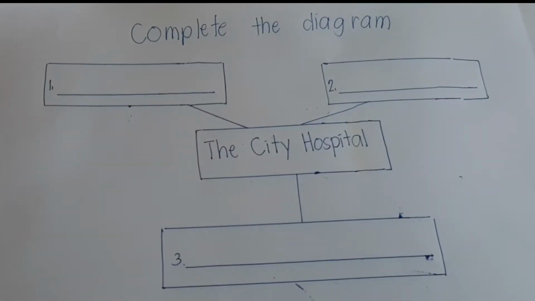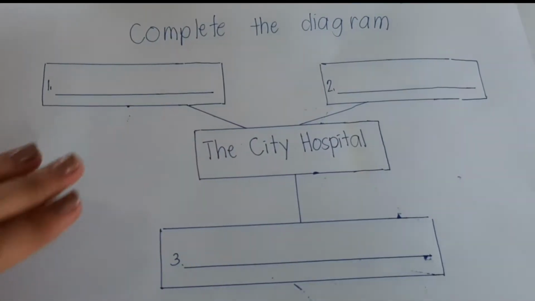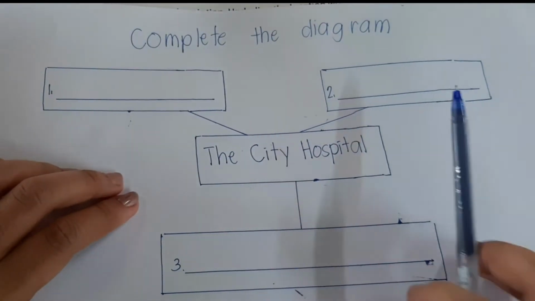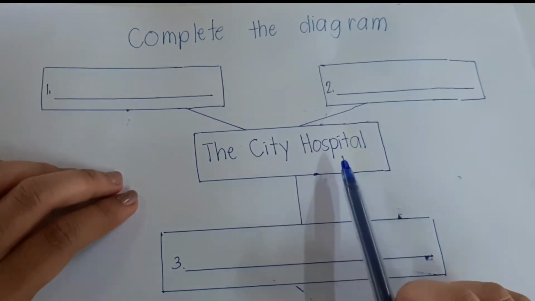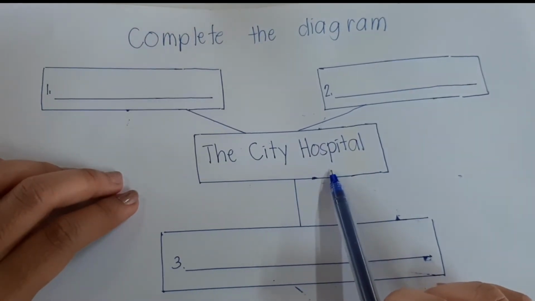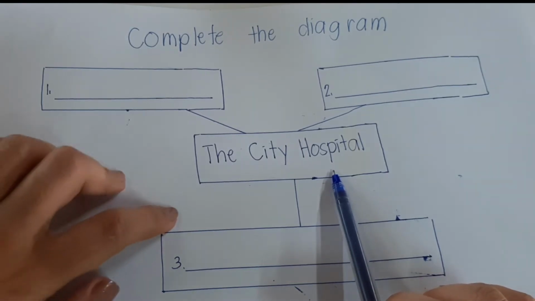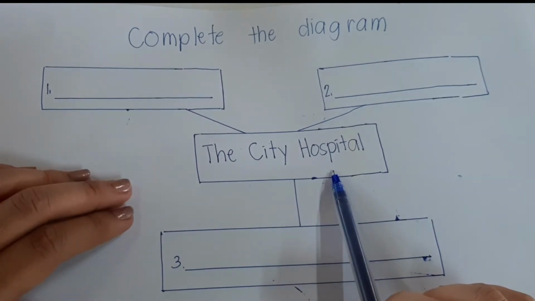Now let's complete the diagram. How did the girl describe the city hospital? How are we going to know that the sentence describes a place? It should say where it is located or where you can find the place, how it looks like, what is in the hospital, what you can see around the hospital. You can also put the people that you can see there.